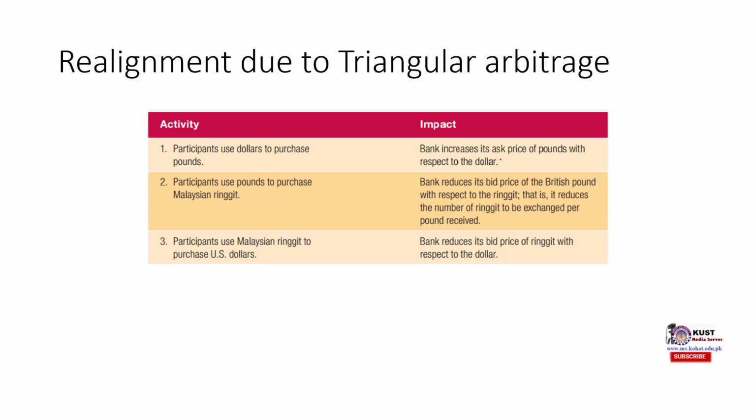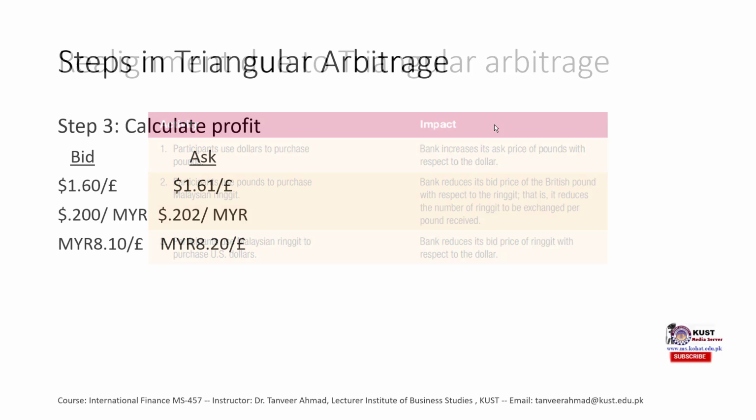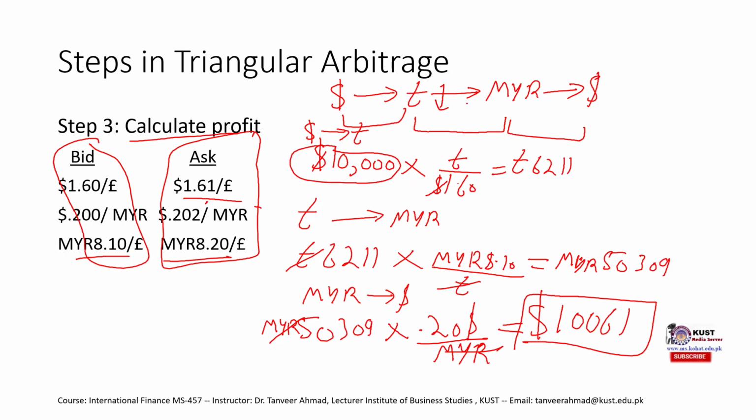that would increase the ask price of the pound with respect to the dollar. Obviously, the demand for the pound has increased. So when the demand for the pound has increased, the bank's price of the pound, its exchange rate, would also increase. Similarly, in the next step, investors are selling the pounds and buying the Malaysian ringgit. That would incur a downward pressure on the pounds and an upward pressure on the Malaysian ringgit. And similar would happen here.